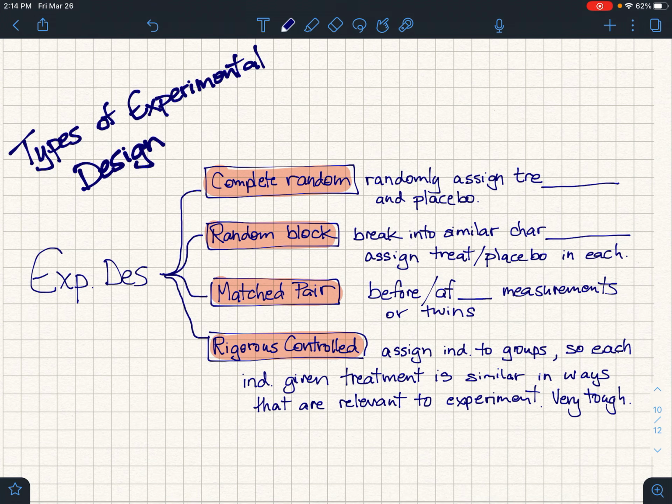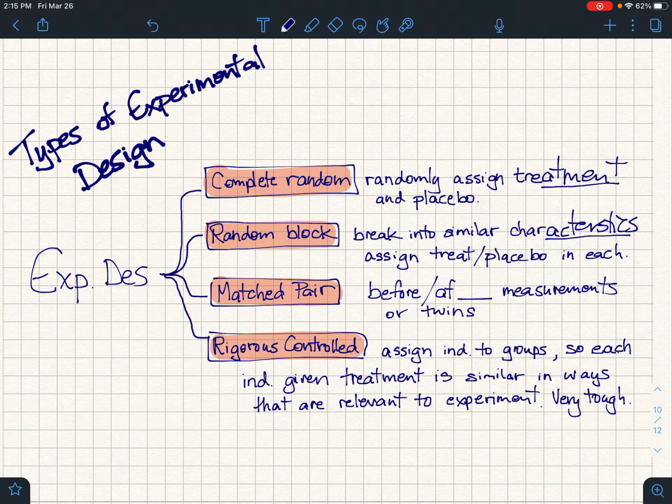Types of experimental design. So in the experimental design, we have what we would call a complete random, which is you randomly assign the treatment and the placebo. Then you have a random block, and this is where you would break into similar characteristics. So you make blocks, yeah? It's kind of like the layers. And you assign the treatment and the placebo in each.